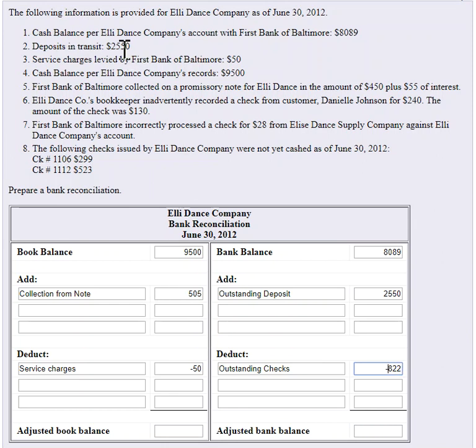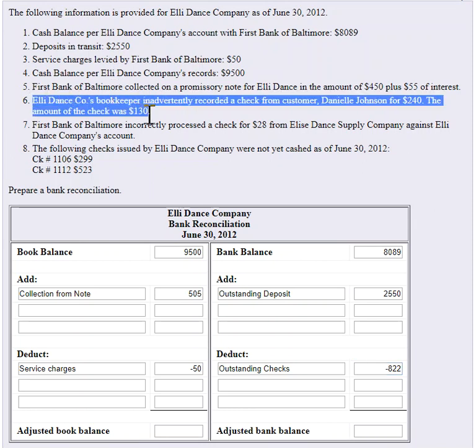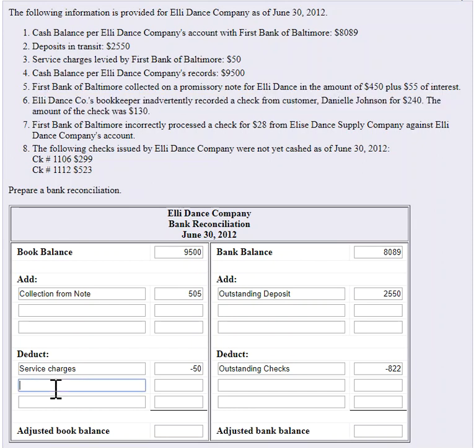Let's see, what did we miss when we went through this process? It looks like we missed this error that said Eli's Dance Company's bookkeeper inadvertently recorded a check from a customer, Daniel Johnson, for $240. The amount of the check was $130. So with these errors, you have to analyze them specifically. This has nothing to do with the bank. This is in our records. The bookkeeper recorded a check as $240 when it should have been $130. So they assumed the customer deposited $110 more than they actually did. So I'm going to have to back that out.